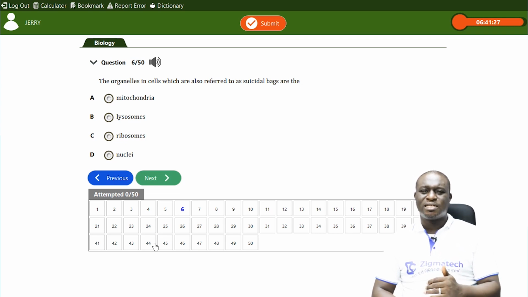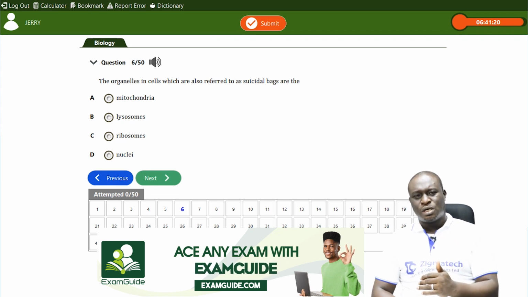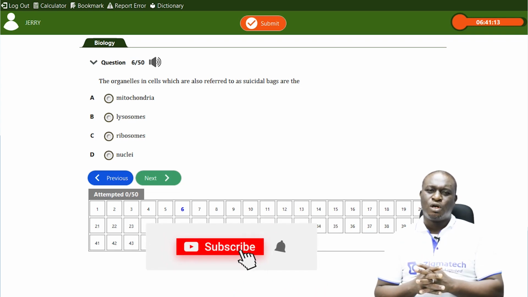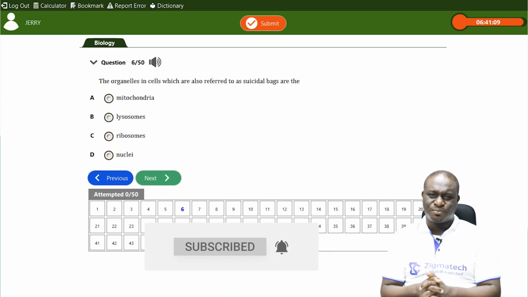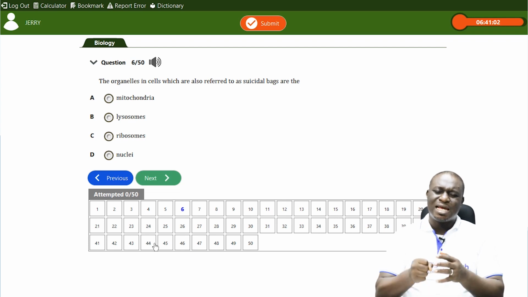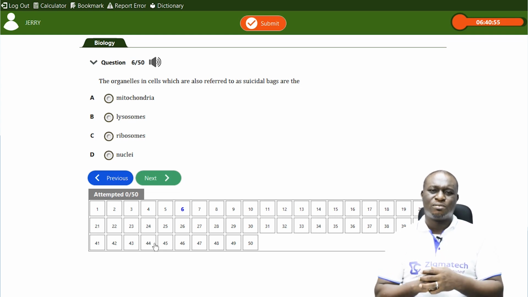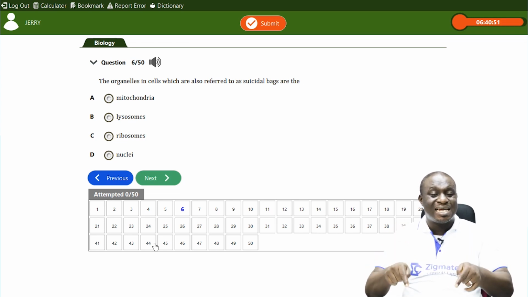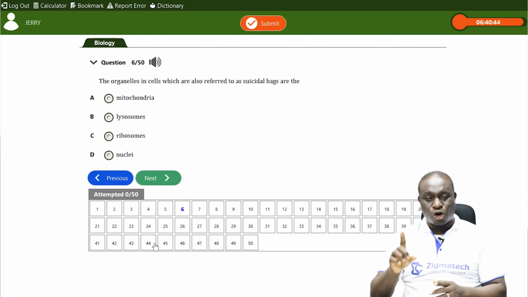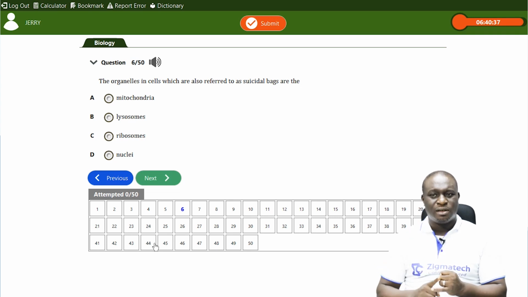Now, option B says the lysosomes. As the name implies, it lyses. To lyse means to split, destroy or shatter. The lysosome contains what we call hydrolytic enzymes. These hydrolytic enzymes are used to digest complex molecules inside the cytoplasm of the cell. However, if they are released inside the cytoplasm of the cell, they end up destroying the cell itself. So it is called, hence, a suicidal bag. So the correct answer to this question is option B, lysosomes.